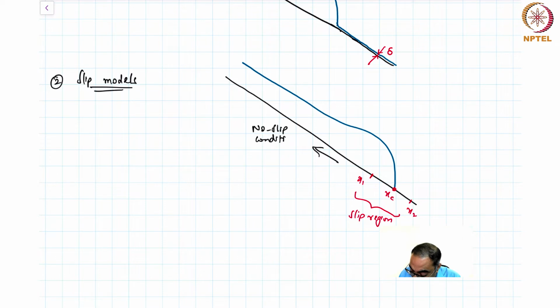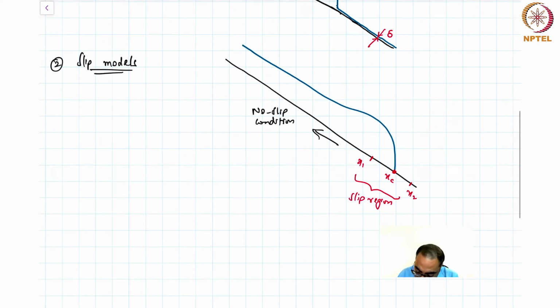The slip models are very popular because they are easy to apply, but they have their own challenges when it comes to numerical simulations. But most of the numerical tools and software that are available for problems involving moving contact lines have a numerical version of the slip. So that's another way to justify these kinds of slip models.